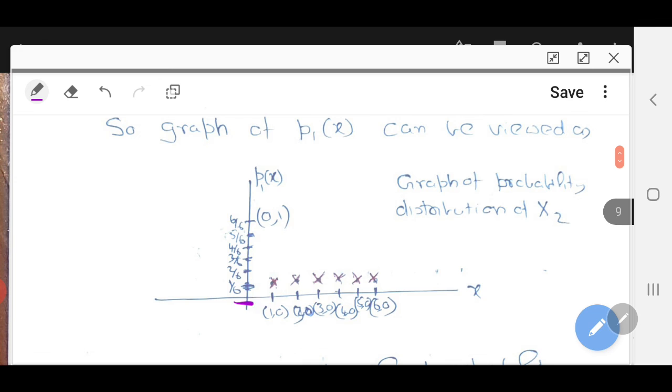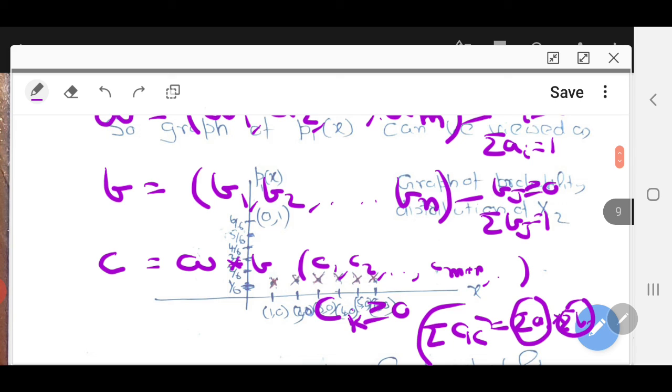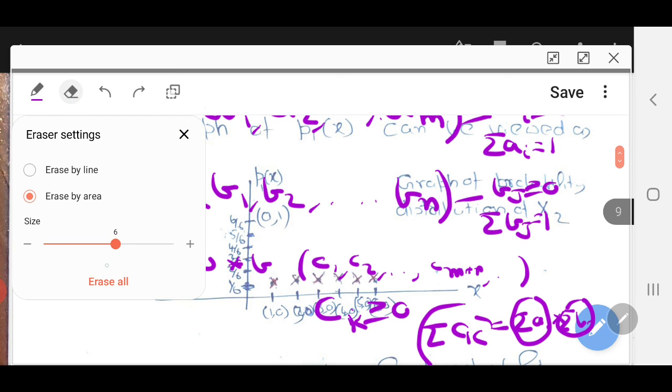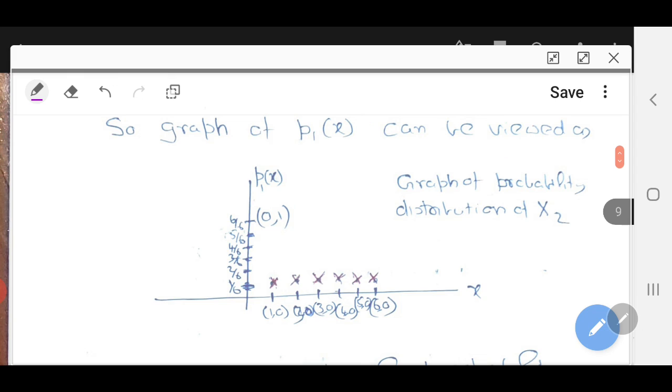See here, this is the flatness I am saying. See, this is flat. This is flat. So whenever we are dealing with flat graphs, we mean that they are uniform. So here this is flat. That is uniform. Okay, fine.